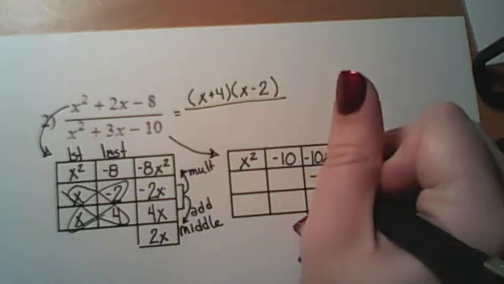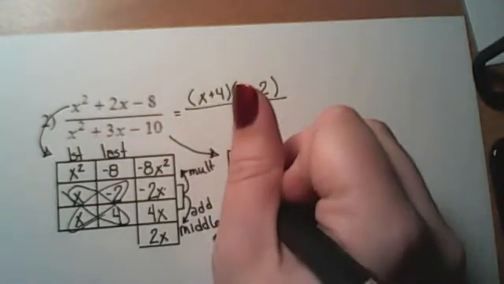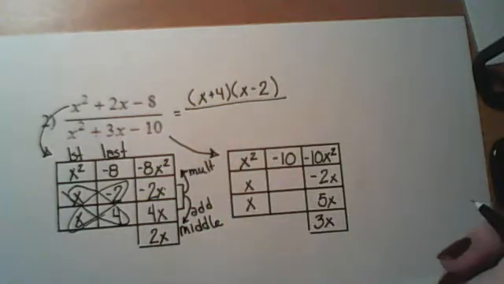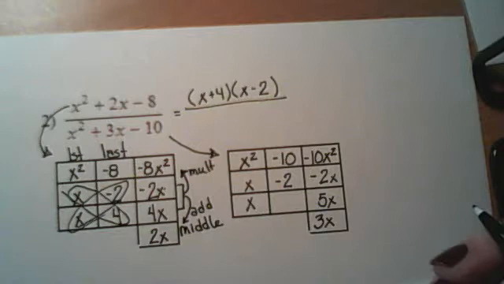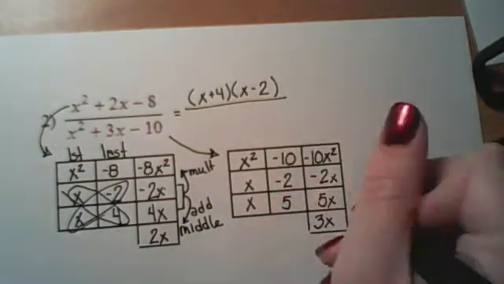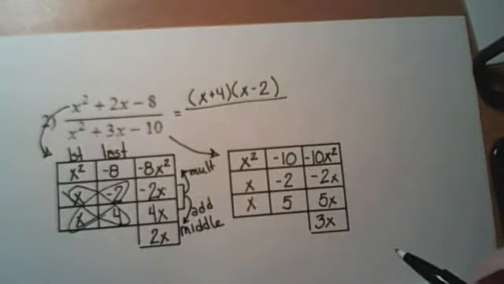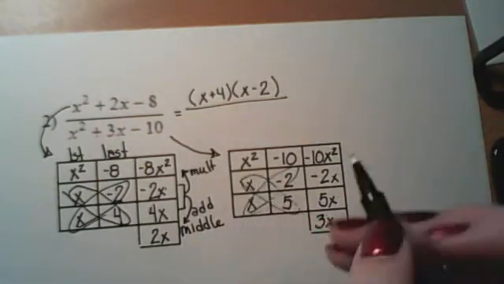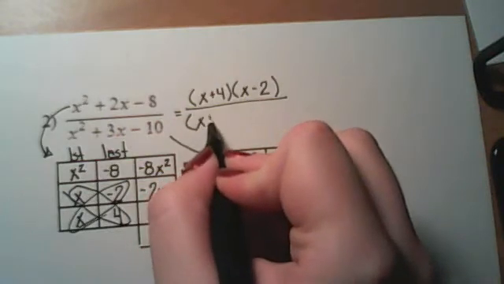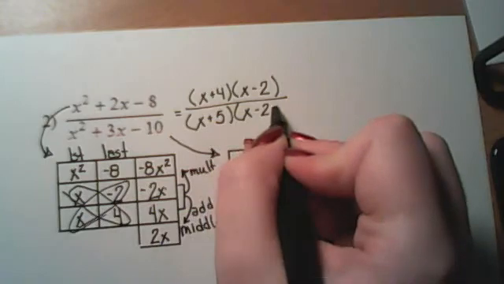I'm going to use negative 2x and positive 5x. I'm going to split this to be x and x. X times negative 2 gives me negative 2x, and x times 5 gives me 5x. 5 times negative 2 is negative 10. So circle my diagonals. That's my answer: x plus 5 and x minus 2.